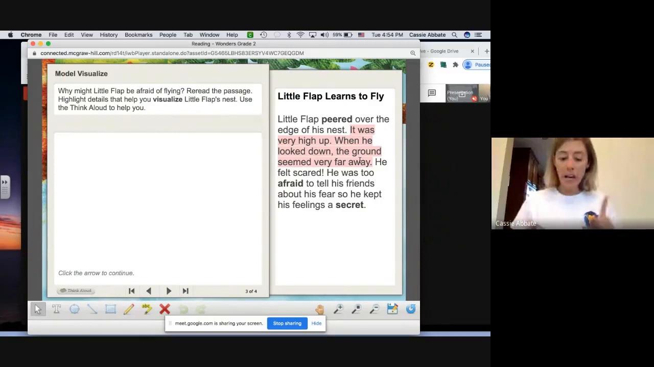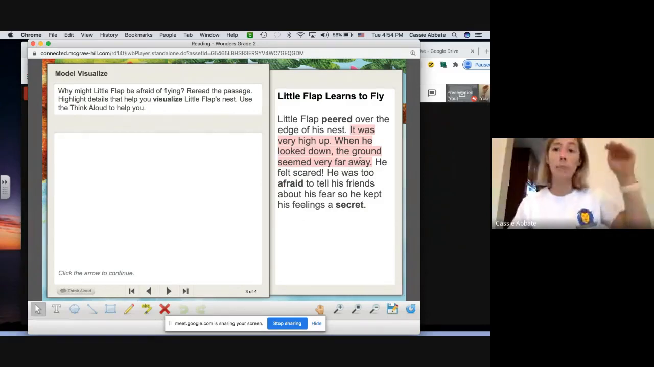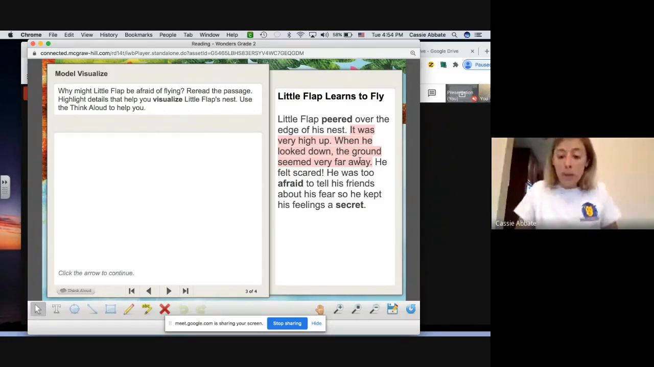But something that I'm going to visualize is maybe being up on a high diving board, the high dive, the tallest one at the swimming pool, right? So I'm going to picture standing up there, okay? And I'm going to peer over the edge of the board. And I'm going to see that it is very high up. When I look down, I'm going to see that the pool, the water, is very far away, right?